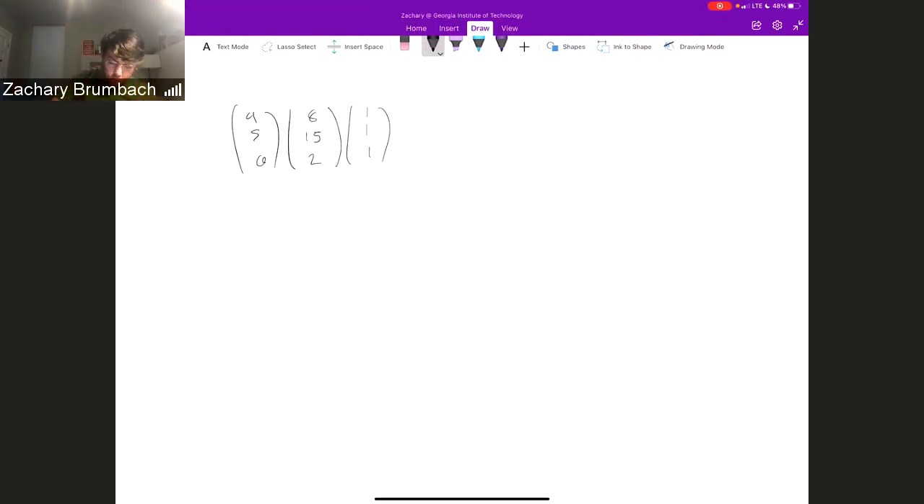So how we can also write this is if they give you a matrix A equal to 4, 5, 6, 8, 15, 2, 1, 1, 1. I'm not putting this in a matrix for any reason, I'm just trying to show you that these are equivalent statements. If they ask you what is the span of the columns of A or what is the span of A, it's the same as the span of these 3 vectors.